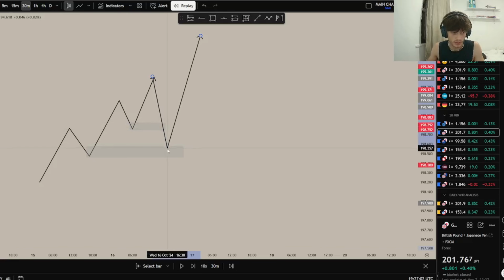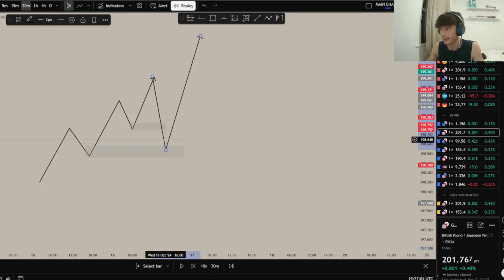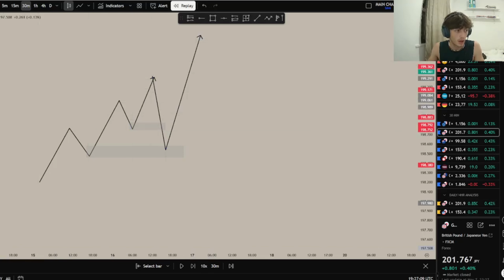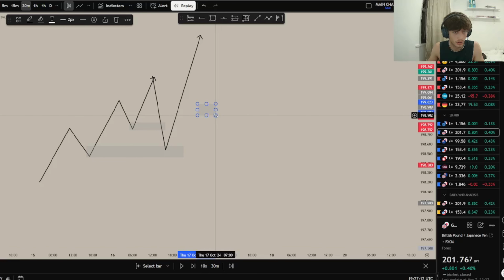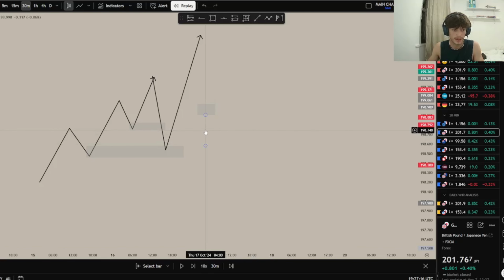So I'm waiting for a sweep of this low here, for price to wick into my zone. It can't close within, otherwise it makes the trade invalid. Then I'm looking for a bullish candle to wick in like this. This is sometimes known as a hammer candle, which has a nice bottom wick, and it's showing a lot of aggressive buying occurring in the market.